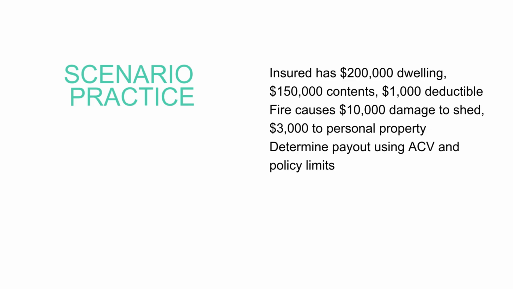Scenario practice. Scenario: the insured has a $200,000 dwelling, $150,000 contents, and a $1,000 deductible. Fire causes $10,000 damage to a shed and $3,000 to personal property. Deduct the $1,000 deductible. Apply policy limits to ensure payouts do not exceed coverage. Determine ACV or replacement cost as the policy specifies. Scenario practice is critical for the Pearson VUE exam.